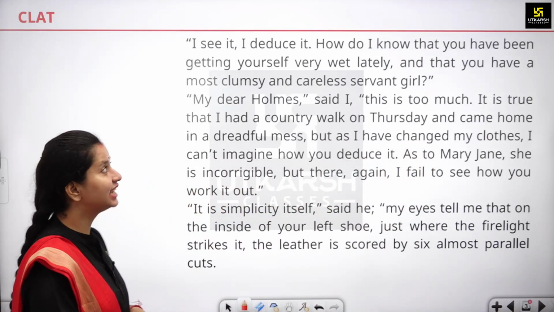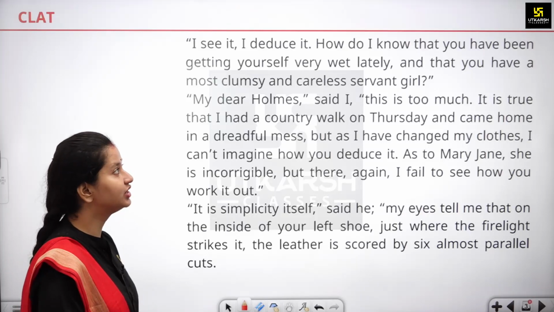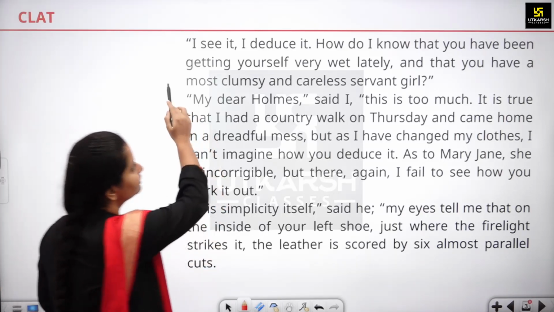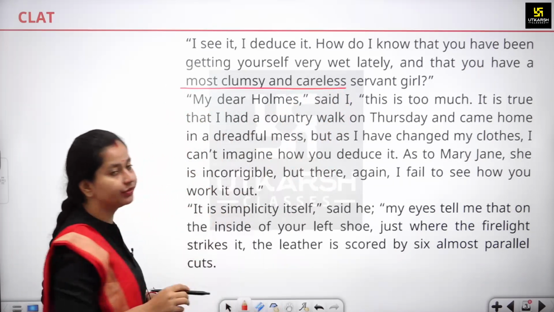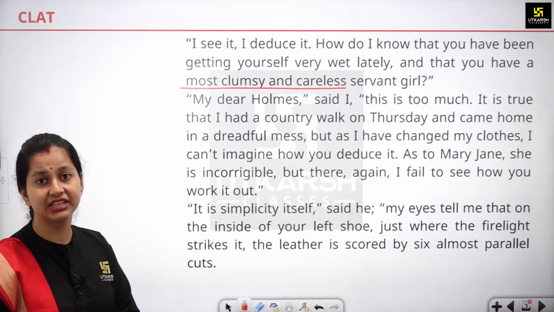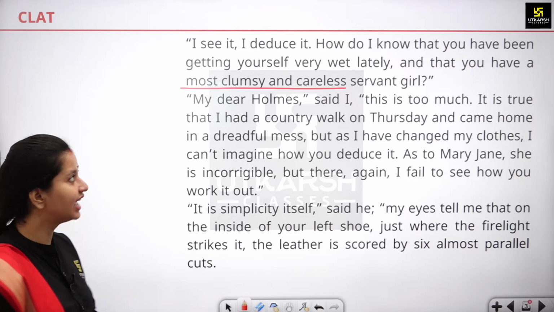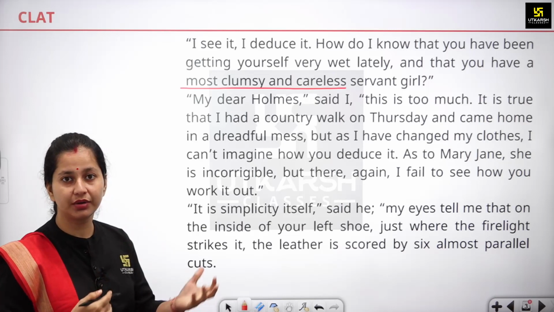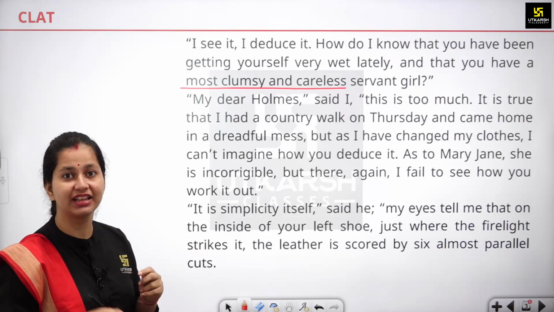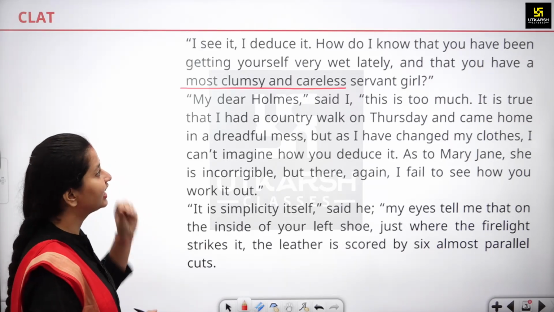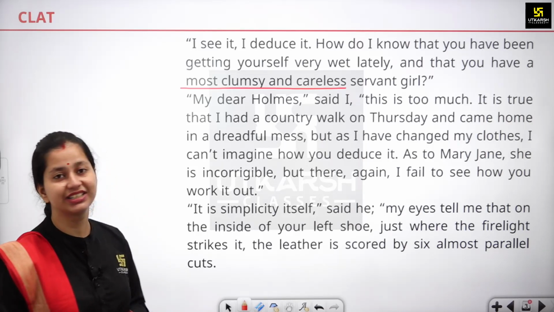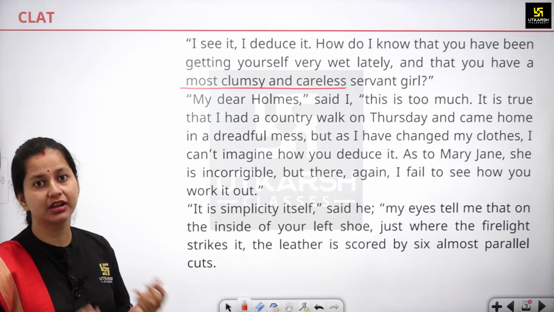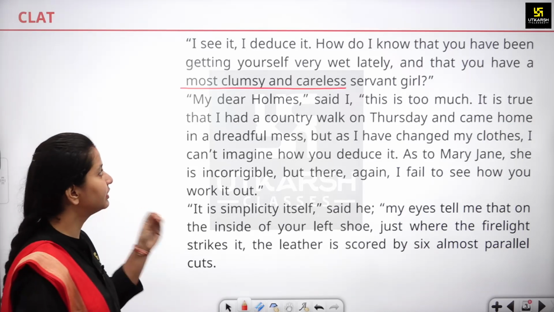Now I see it, I deduce it. How do I know that you have been getting yourself very wet lately, and that you have a most clumsy and careless servant girl? It means Sherlock Holmes was saying that you were getting very wet lately, that you were in the rains, in areas that have rainfall, and that you also have a servant girl who is very clumsy and careless.